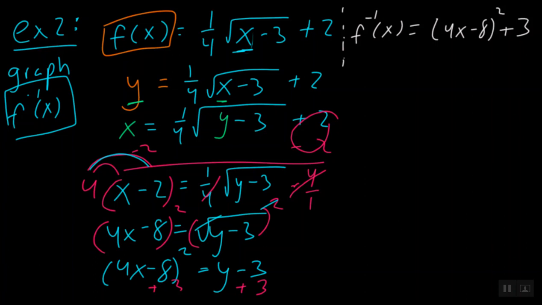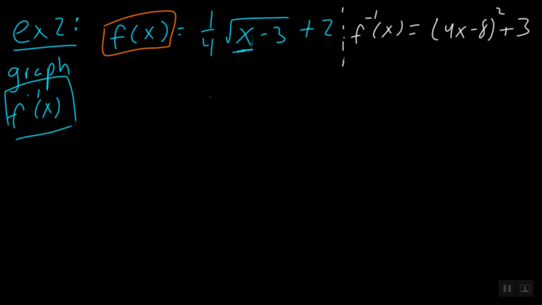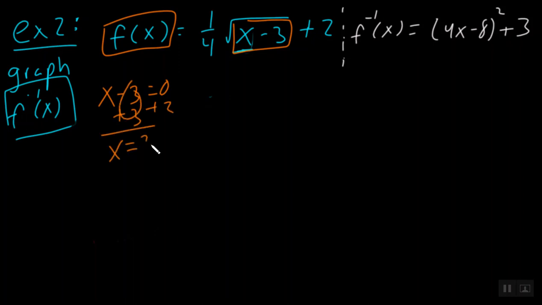Pause this, finish taking any notes, and let's go ahead and graph it finally. Okay, so the first thing that I want to do is I want to say, you know what, inside here I have x minus 3, and I can set x minus 3 equal to 0. I, of course, add 3 to both sides, and I know x is equal to 3. Therefore, my vertex for here will be 3, comma, and our constant is 2.